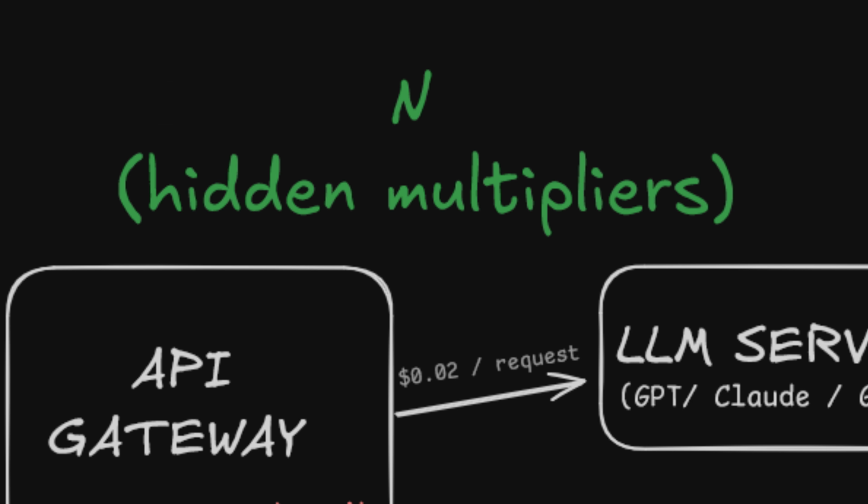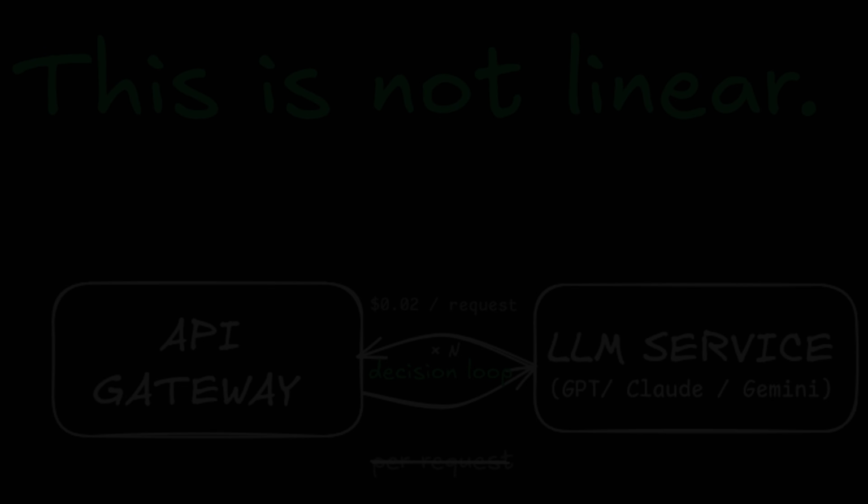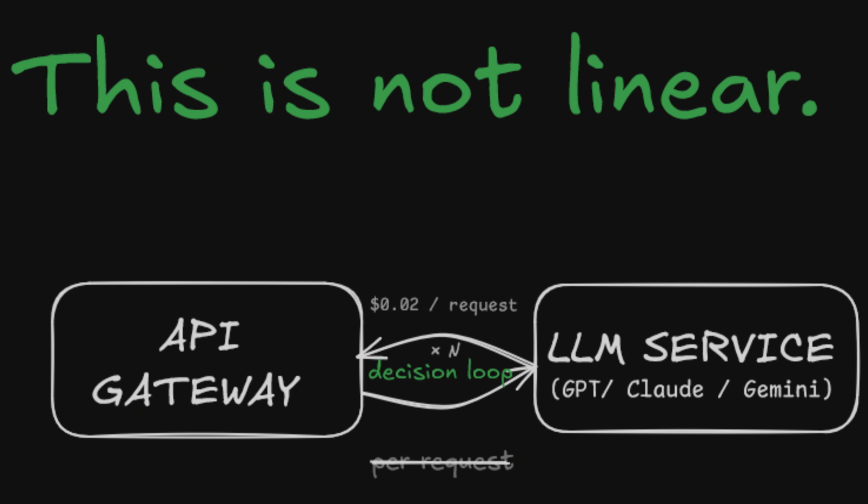They introduce budgets, caps, back pressure, not to reduce intelligence, but to constrain it. Because intelligence without constraints is not innovation, it's risk, and cost is simply the first signal that risk has escaped control. So this is the model to keep in your head.